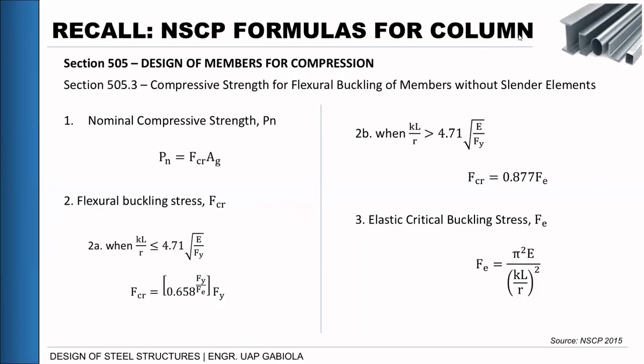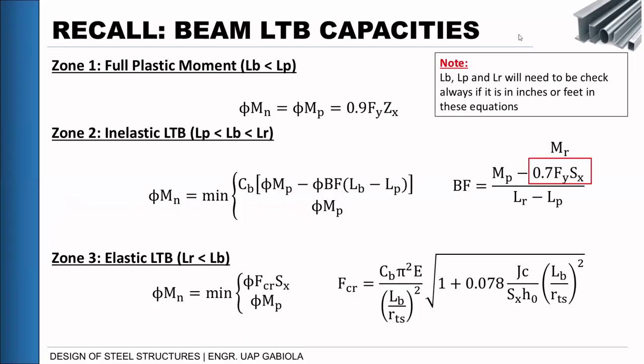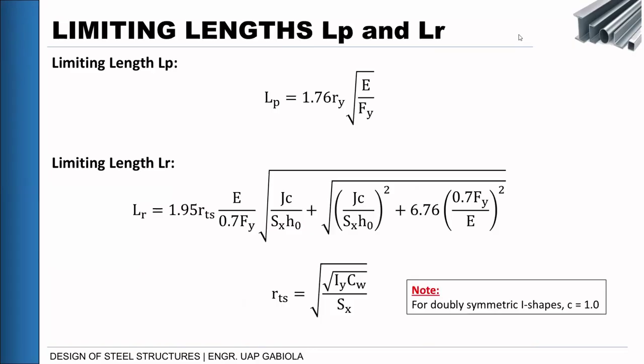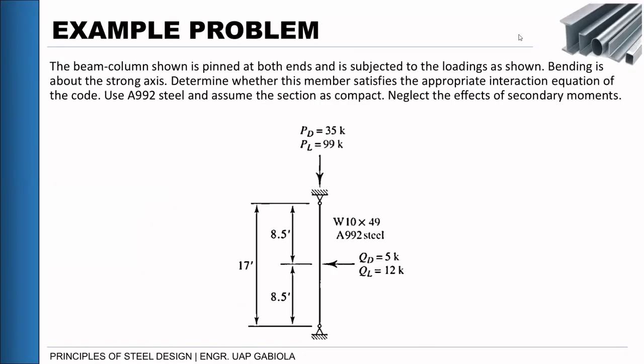Since we are calculating the compressive strength of our section, we are using the equations from the AISC or NSCP for compressive strength. We also utilize the LTB capacities depending on which zone our section lies, depending on the lateral torsional buckling that we have. And this is our limiting values for Lp and Lr. We solved an example last time.